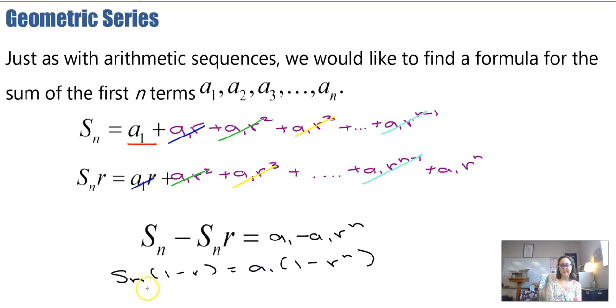And we're almost there. To get s sub n by itself, I want to divide both sides by this 1 minus r. So s sub n is a sub 1, the first term, times the quantity 1 minus r to the n, all over 1 minus r, and that is our formula.